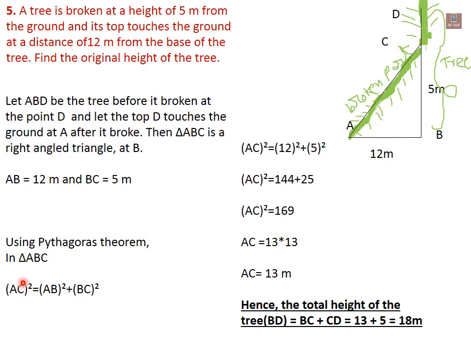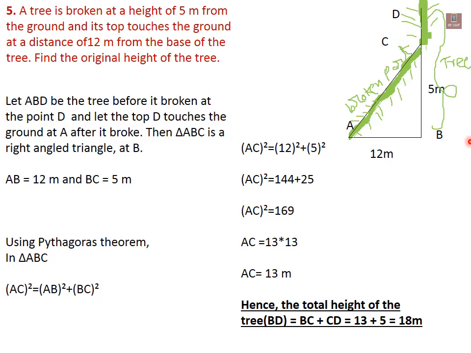Now, let us see the next question. A tree is broken at a height of 5 meter from the ground and its top touches the ground at a distance of 12 meter from the base of the tree. Find the original height of the tree.